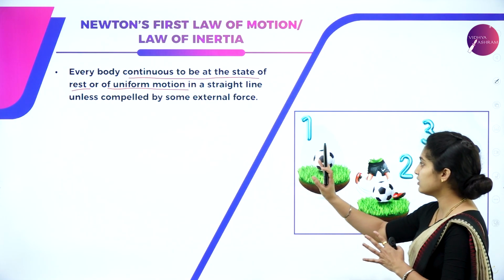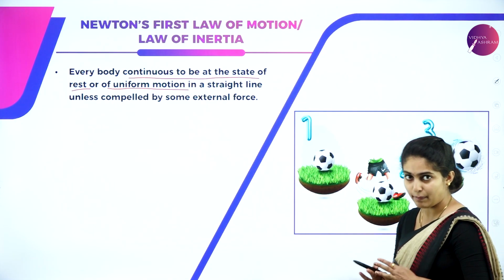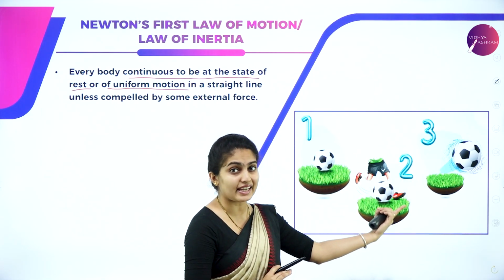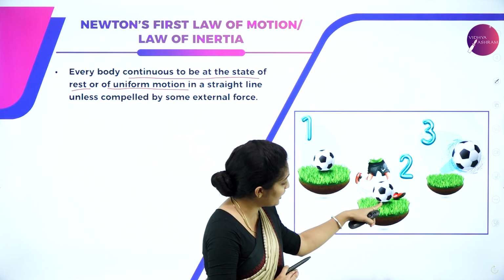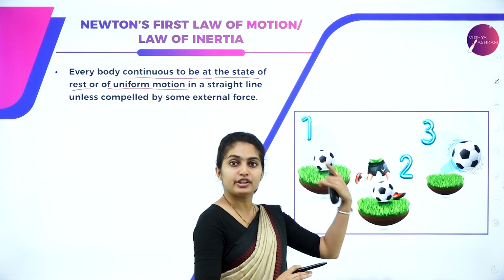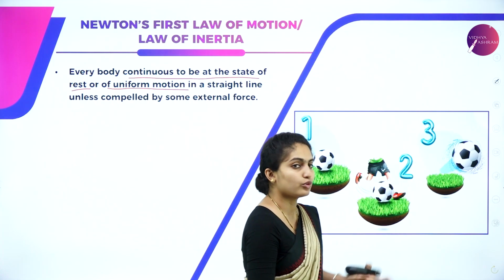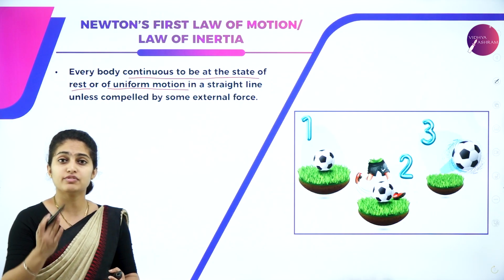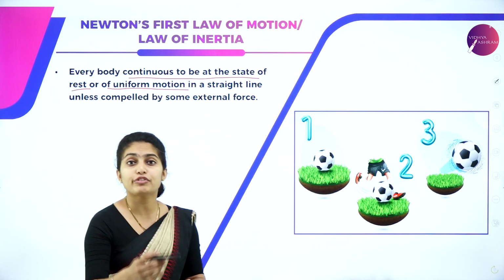So you can see here there is a ball which is kept at the first step. In the second step, an external force, that is a boy kicking it, is compelled on this object, and finally it gets a different type of motion, the ball is moving. So this actually holds good for Newton's first law of motion, which is also called the law of inertia.